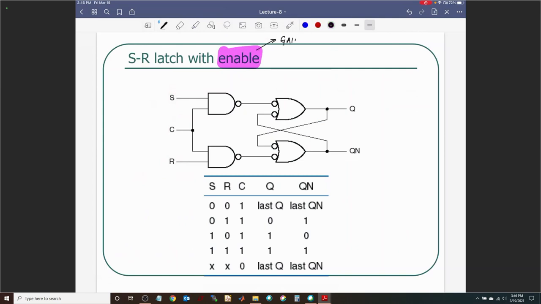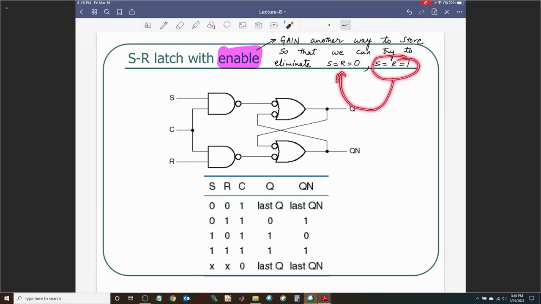Gain another way to store, so that we can try to eliminate S equals 0, R equals 0, and S equals R equals 1. So we are trying to get away from the states in which both the inputs are equal, because those are creating trouble. This guy is not allowed, and when you try to store it, it gives you metastability. So what we are trying to do with this enable is try to find another way to store things.